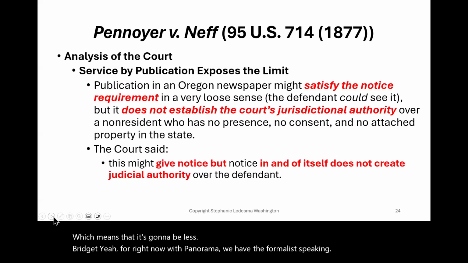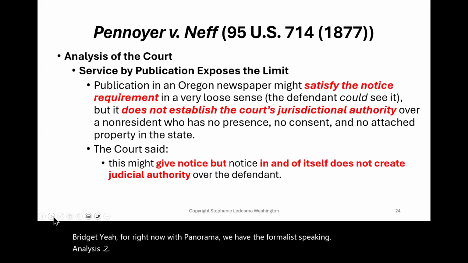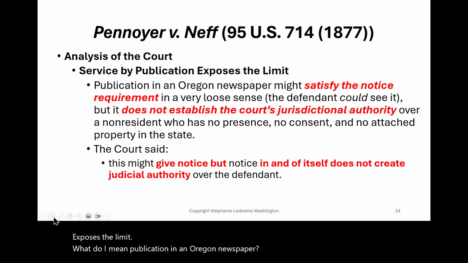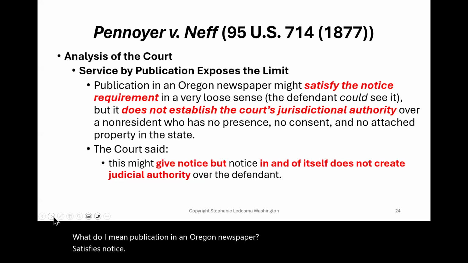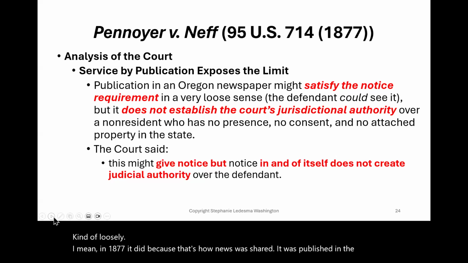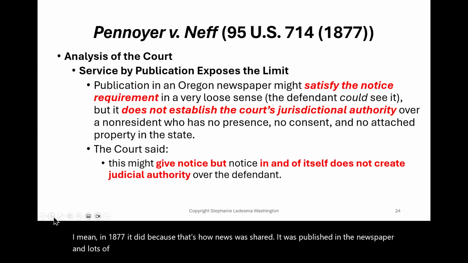Analysis point 2. Service by publication exposes the limit. What do I mean? Publication in an Oregon newspaper satisfies notice, kind of loosely. I mean, in 1877 it did, because that's how news was shared. It was published in the newspaper, and lots of people read the newspaper. And so if there's any chance that it's going to be seen, it made sense. Publication will get you there.